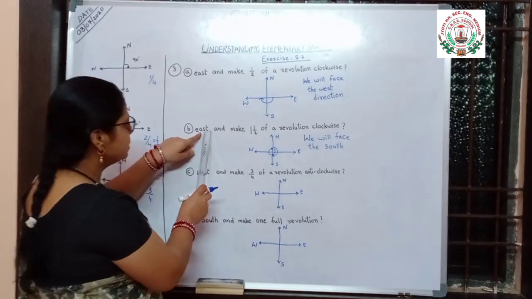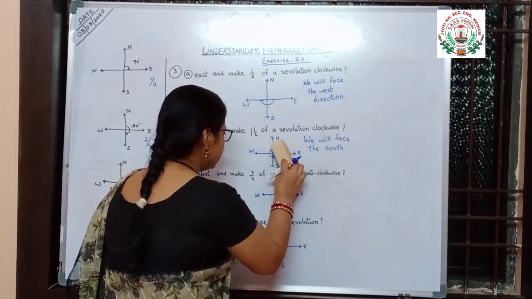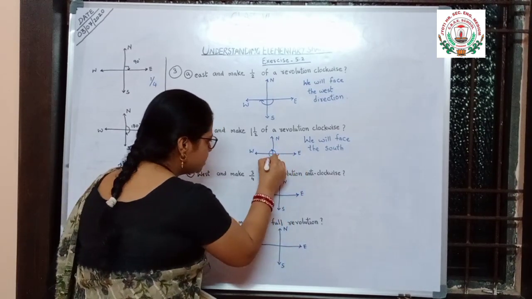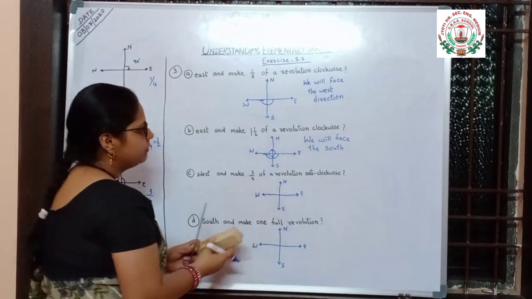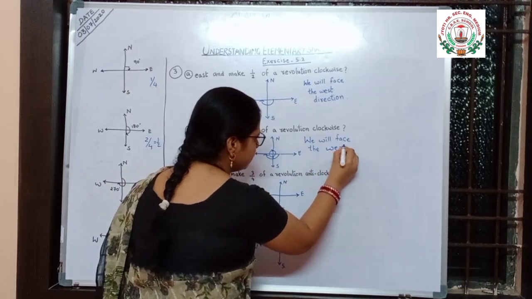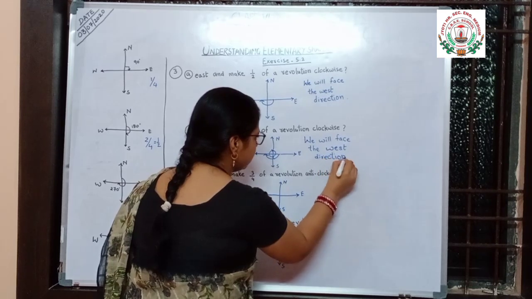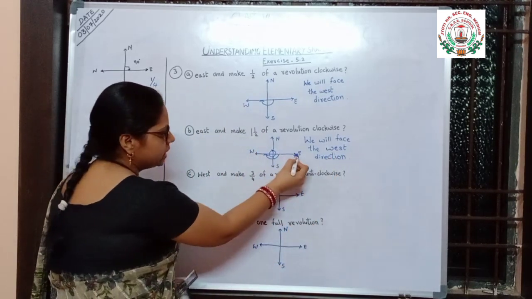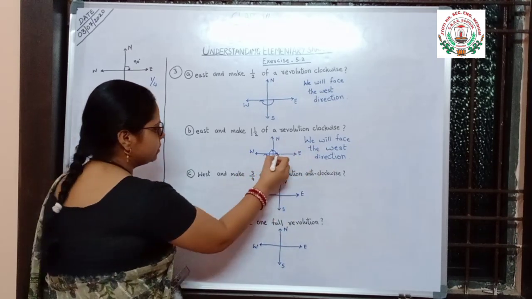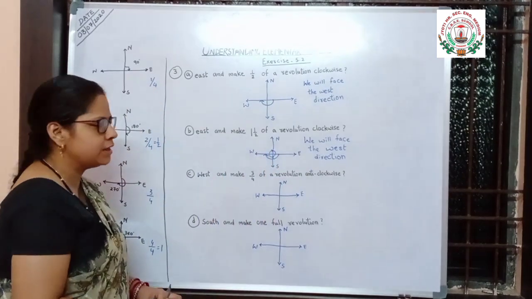Wait a minute. We are starting from the east direction here. So it will be starting from the east direction and going this half. So it will face the west direction. Starting from the east and making half a revolution means now it will face the west direction. This is one complete and again 1 half. Will face the west direction.